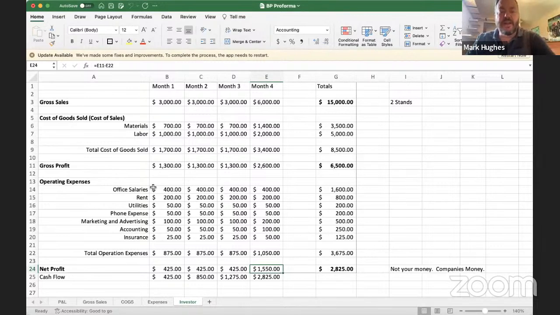Most importantly, it tells them that you know the difference between how much it costs you to sell your product and how much it costs you to operate your business.